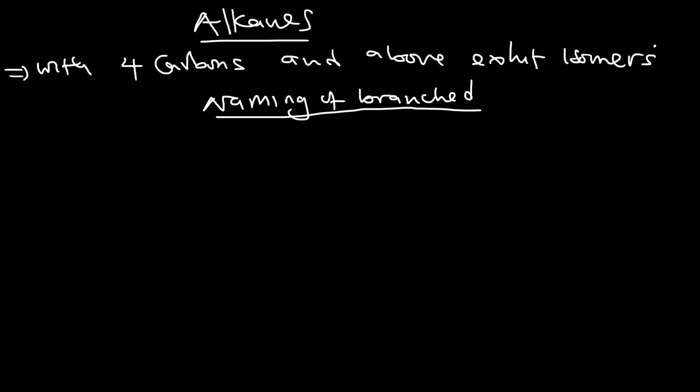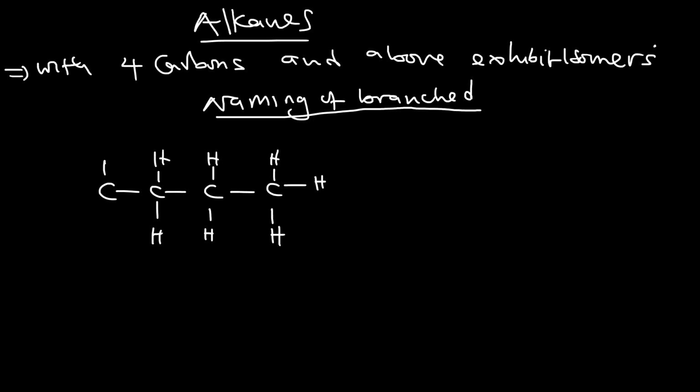Since we are saying alkanes with 4 carbons and above exhibit isomerism, we are going to start with the one with 4 carbons and look at how we can name these isomers and form a branched isomer. So in this case, we look at the one with 4 carbons. What do you call it? Do you remember? Of course, butane. So butane is like this in terms of structure.